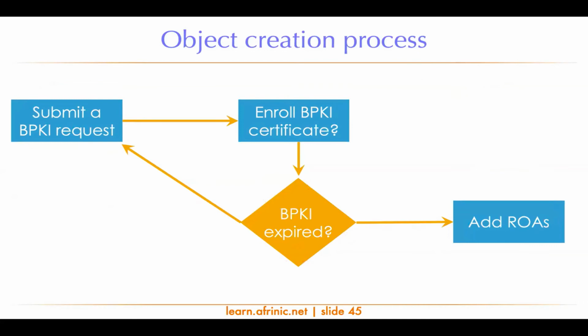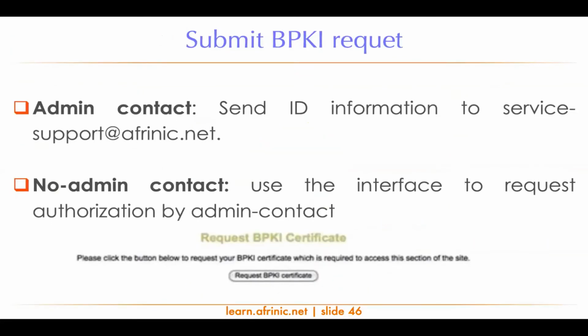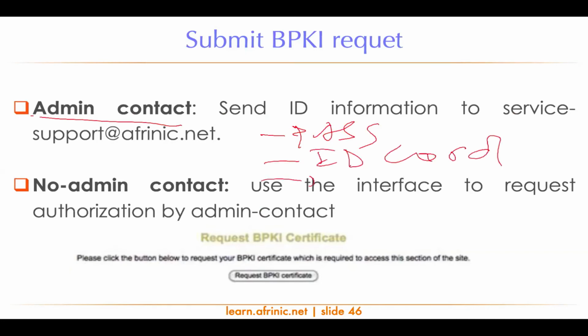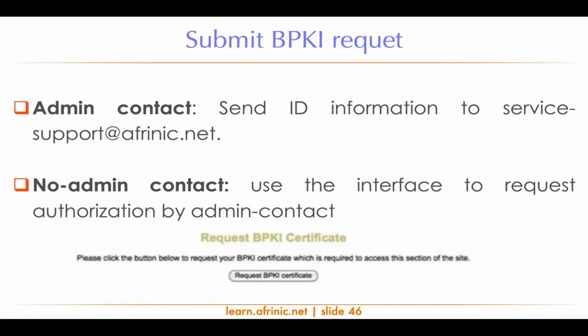So let's look at those steps in detail. How do you submit a BPKI request? Actually, if you are an admin contact, you just need to send your ID information, your name, your nic handle, and then you send an ID document, say your passport, your national ID card, or your work ID. That is for admin contacts. If you are not an admin contact, you need to submit a request and the admin contact needs to validate that request. So that's the first step.